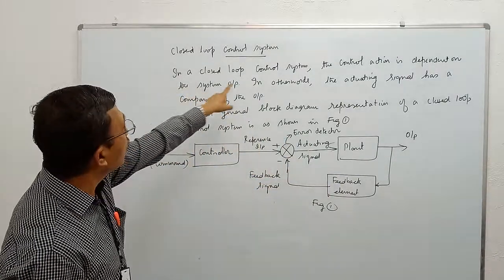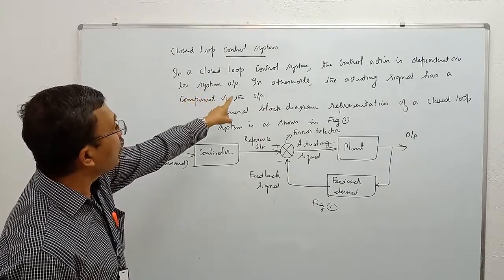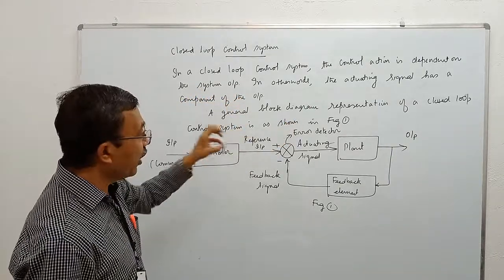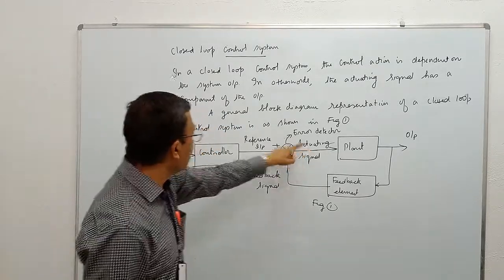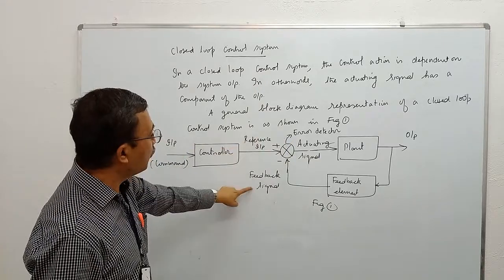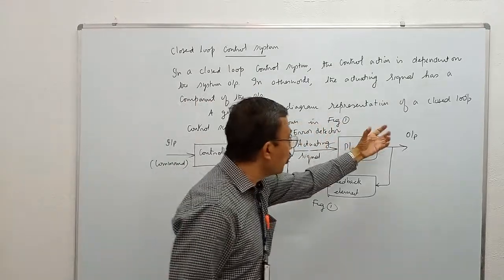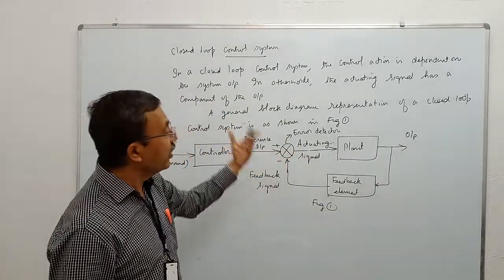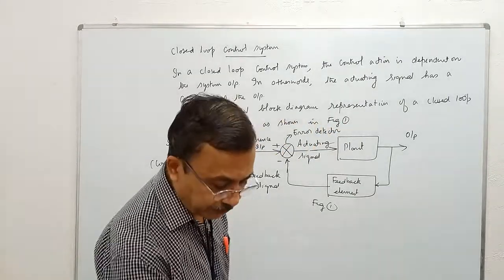In a closed loop control system, the control action is dependent on the system output. In other words, the actuating signal has a component of the output. I again repeat with respect to this figure. Actuating signal is equal to reference input minus feedback signal. Feedback signal can be the entire output or a part of the output. Therefore, actuating signal contains a component of the output. Let me give an example.